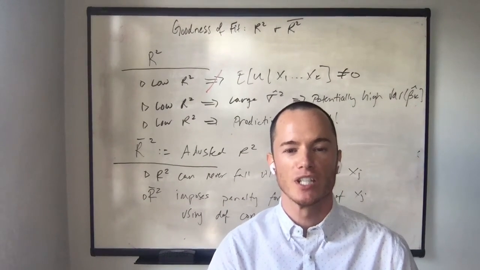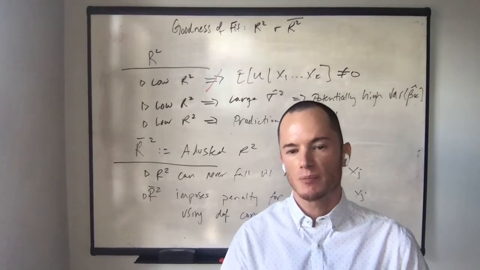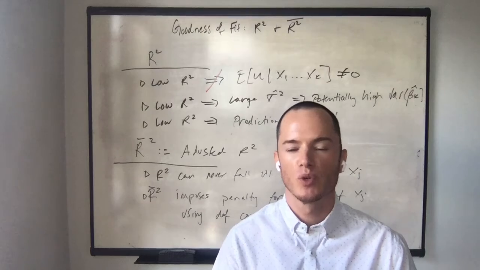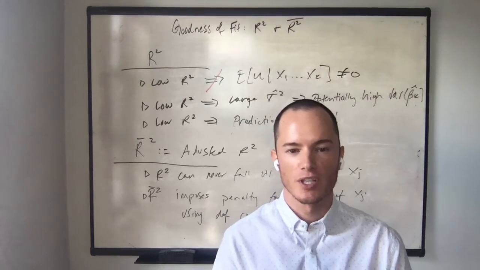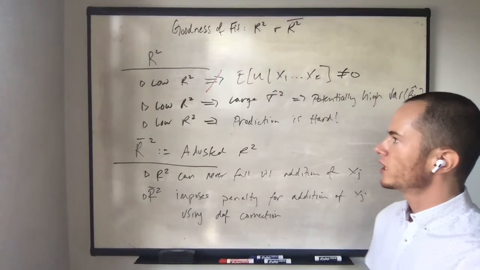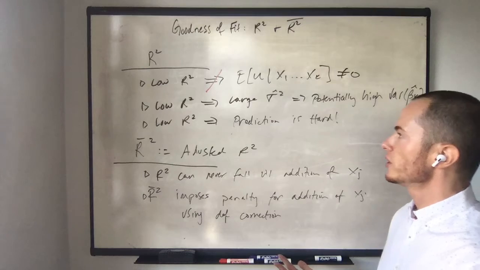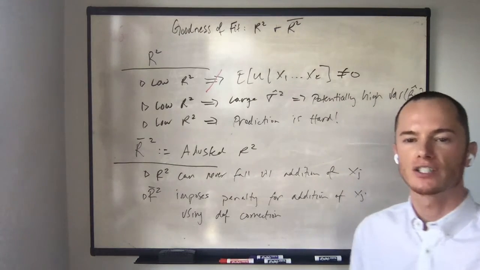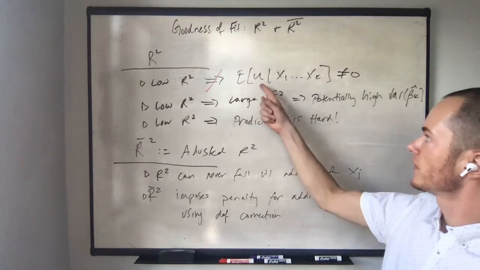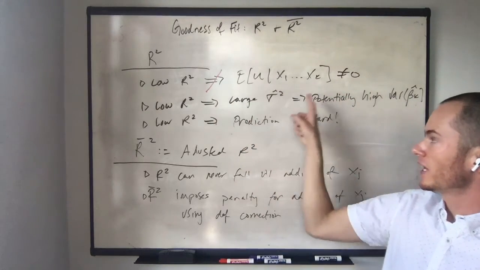In this video, we're going to discuss goodness of fit, r squared and adjusted r squared. Let's begin our discussion with r squared, and then we'll conclude with adjusted r squared. So for r squared, I want to think about what a low r squared means. A low r squared does not mean that our zero conditional mean assumption, the expected value of u given the x's, is not equal to zero. Okay, so this does not imply this.